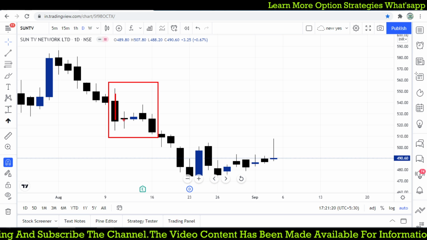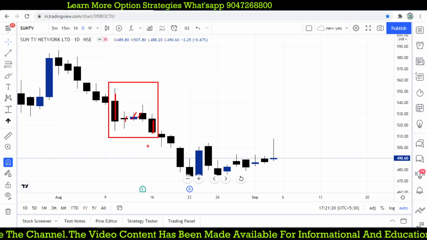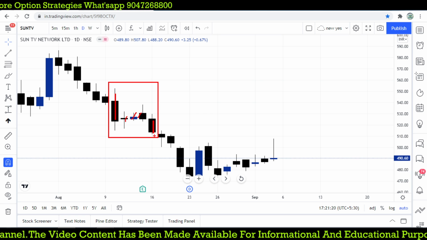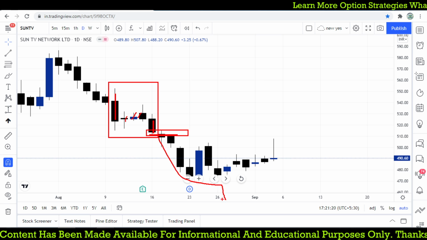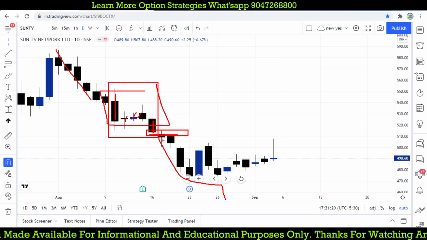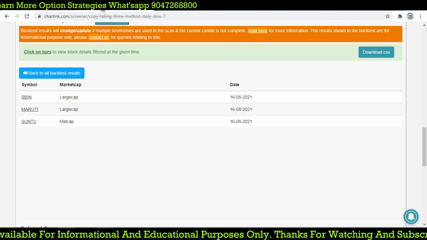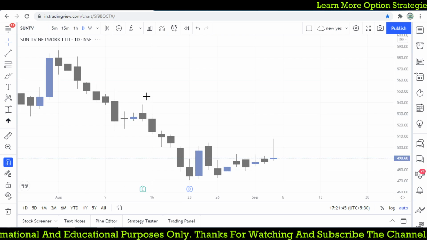Big red candle, after that three small candles. If the third is a green, it is even more powerful, and the fourth one is red and closes below the low. When the market breaks that level, it has started falling. The previous trend was down, there was a struggle, and again it is a continuous trend. And the third one should be Maruti. Let's check on 16th August.